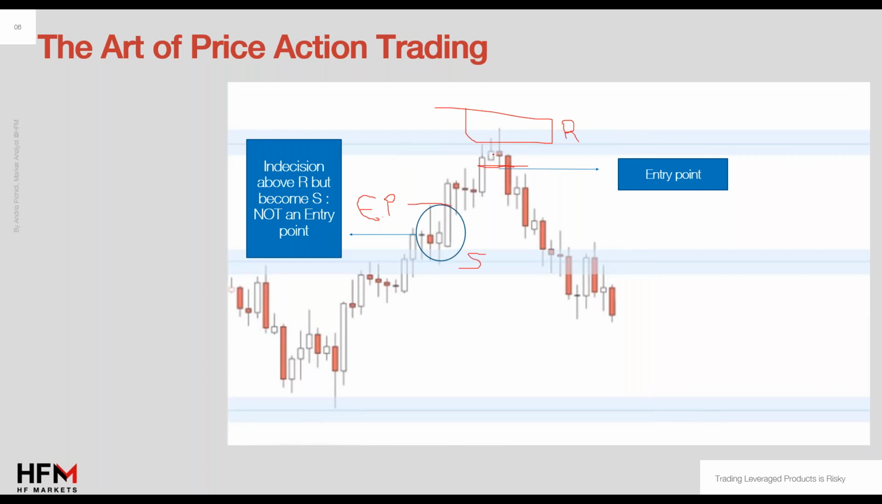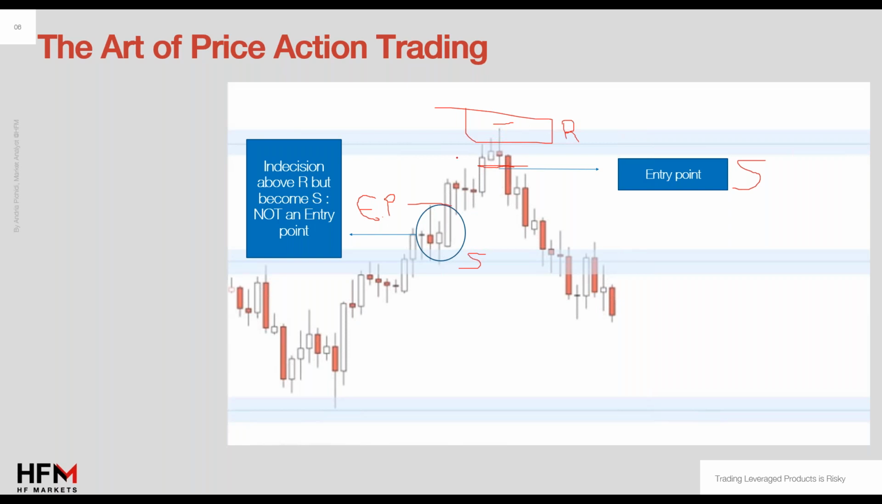So can you see this indecision, these two indecision candles? Can you see that the lowest level in these indecision candles close to the resistance level is that one? So the break below that latest low is an entry point for a selling position with stop loss at the resistance area, at our new resistance area, more precisely slightly above our resistance area.